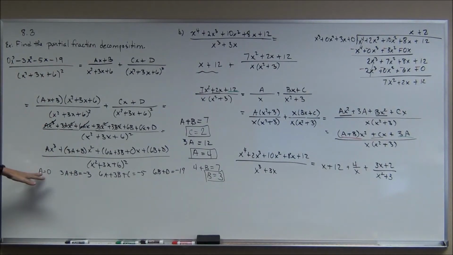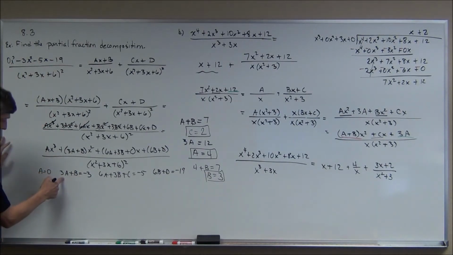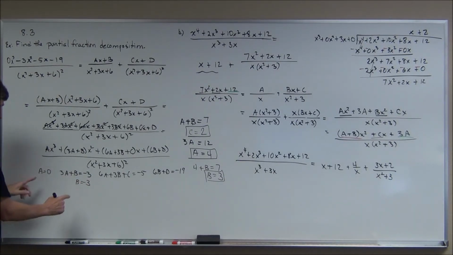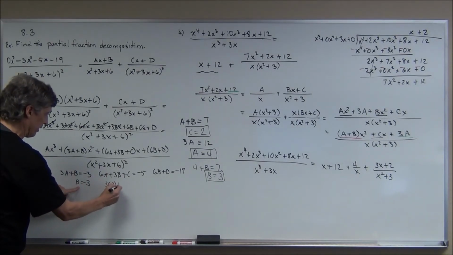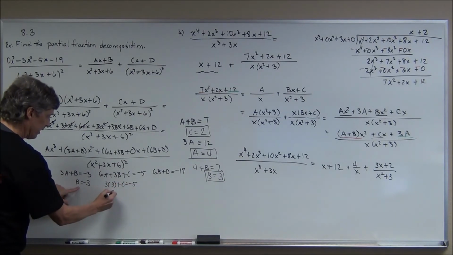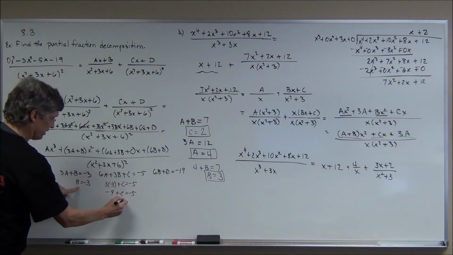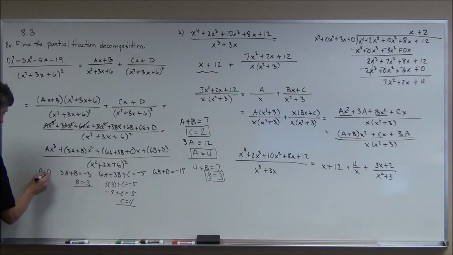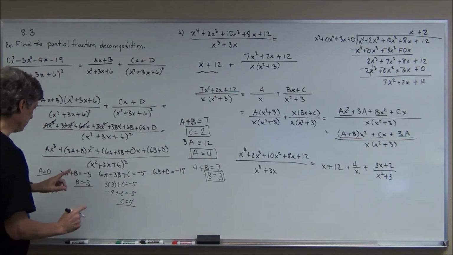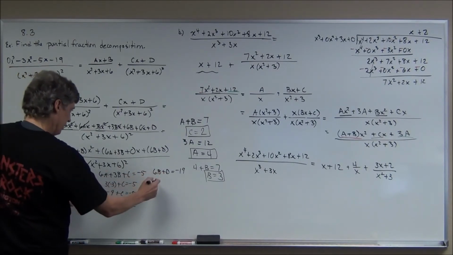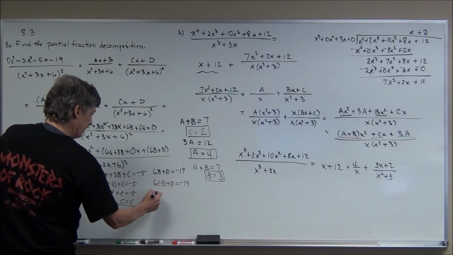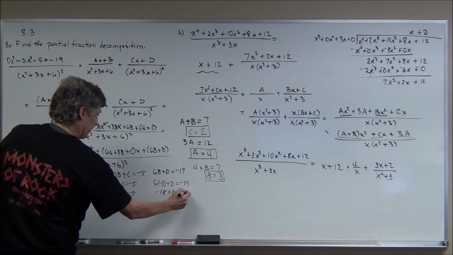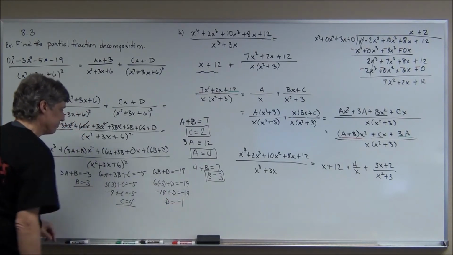Well, some of this falls out because I have a is 0. So if a is 0 here, if I put a 0 in here, that means b is negative 3. And if a is 0 here, this cancels out. That gives me 3 times negative 3 plus c is equal to negative 5. Negative 9 plus c is equal to negative 5. C is 4. Okay? And if c is 4, well, I really only need b here. So that's 6 times negative 3 plus d is equal to negative 19. Negative 18 plus d is equal to negative 19. D is negative 1. And that works.